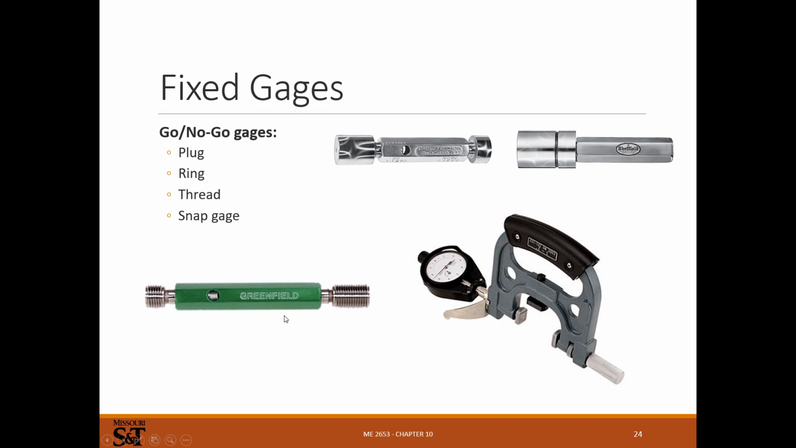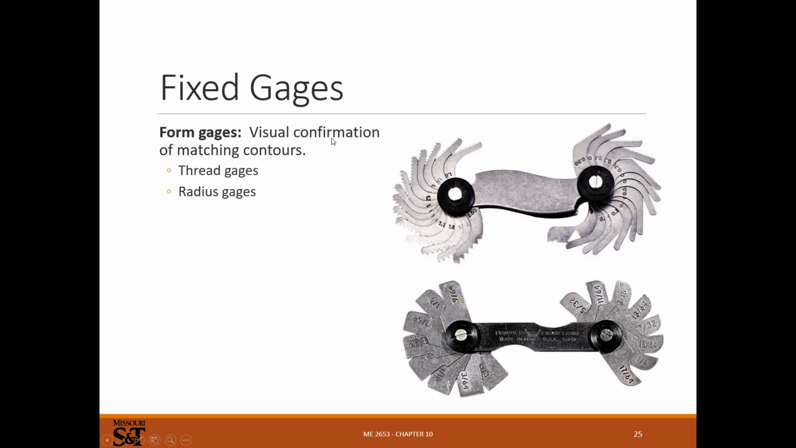There are thread gauges. This is a go, no-go thread gauge where one thread should go in, the other thread should not. This is a snap gauge where you set it to a specific dimension, then pull the lever, put this on the part, release the lever, and you can see what tolerance you're in. These are pretty custom to the different applications you're trying to measure. Form gauges for checking threads.